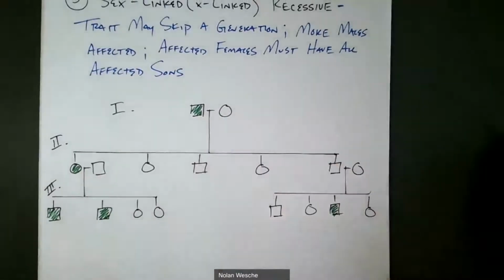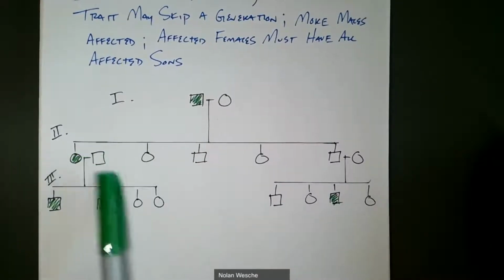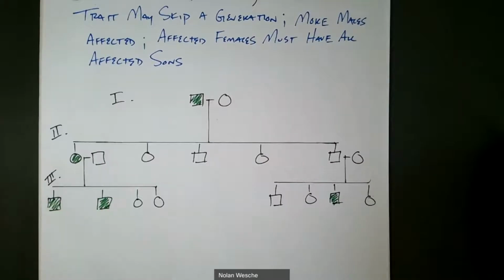So we have 1, 2, 3, 4 males versus 1 female. So we have a disproportionate number of males and females. Again, it's a small sample size here. And we have a shaded female having all shaded sons. So those are some things that we would look at.